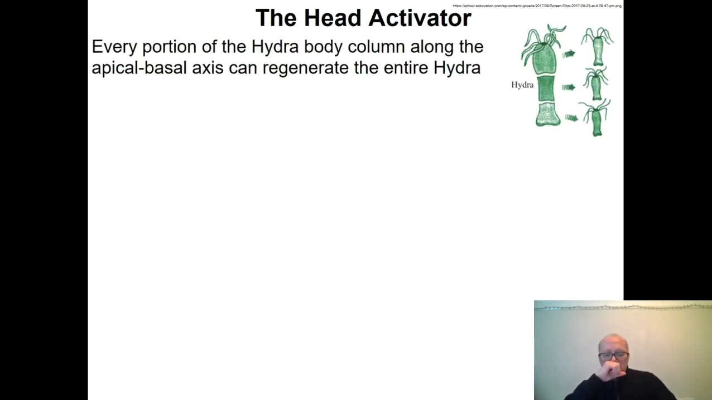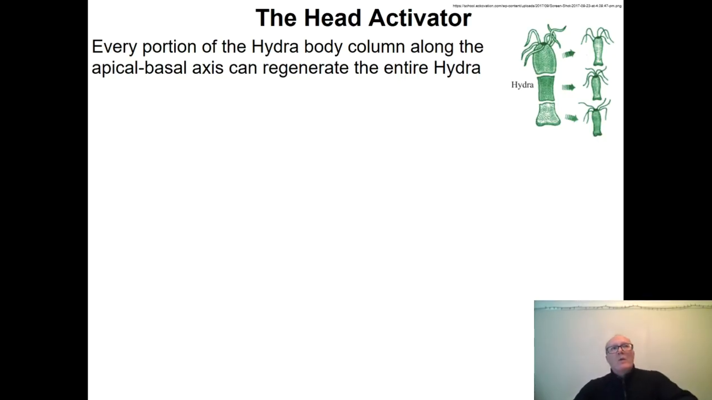Now, in terms of regeneration ability, we can take a Hydra, cut it in several different pieces along the anterior-posterior axis, and each single piece will produce a new, fully formed individual. In fact, I think one of the most ambitious experiments cut the Hydra in 40 different pieces, which produced 40 different individuals in the end.